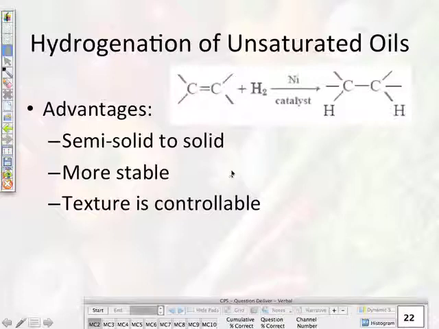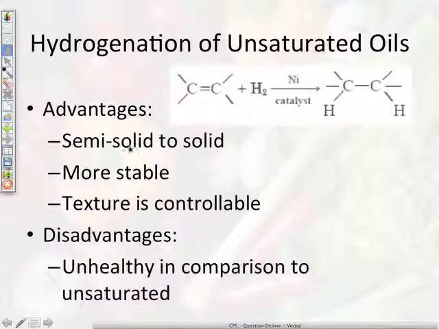But we're messing with chemistry, so there's disadvantages as well. And that's that they are unhealthy in comparison to unsaturated fats or lipids. All those oils are healthier for us because they're not going to build up as nicely in our bodies.